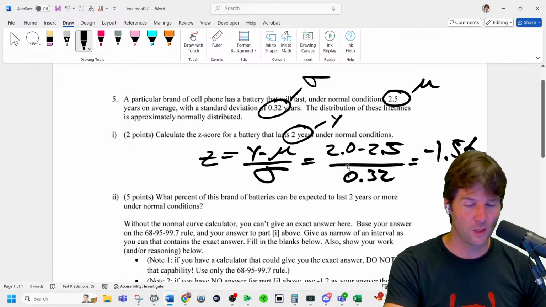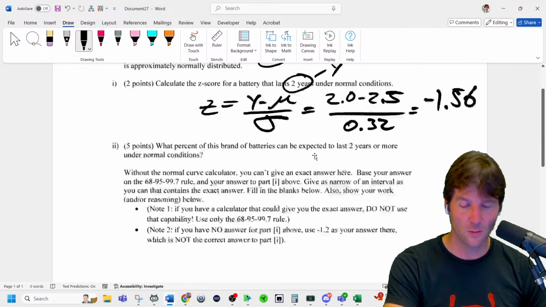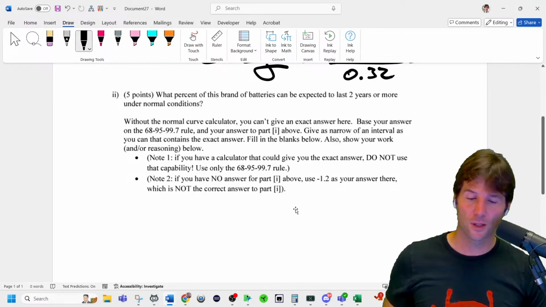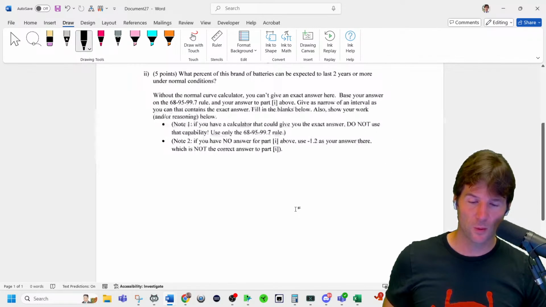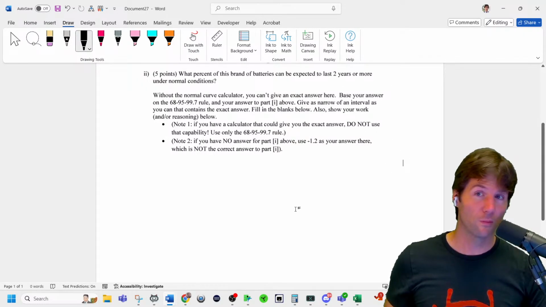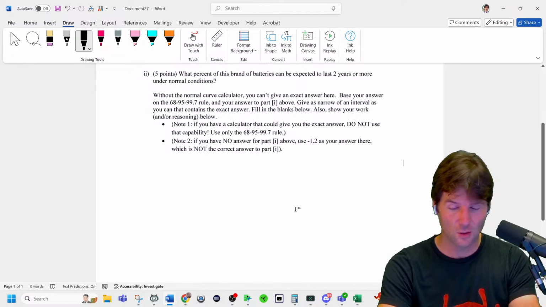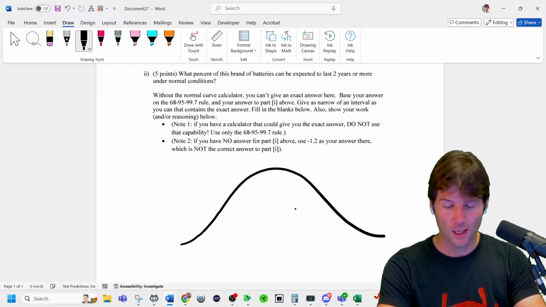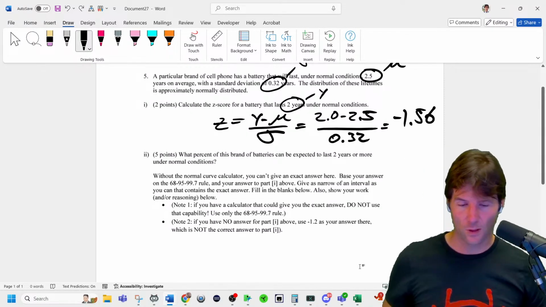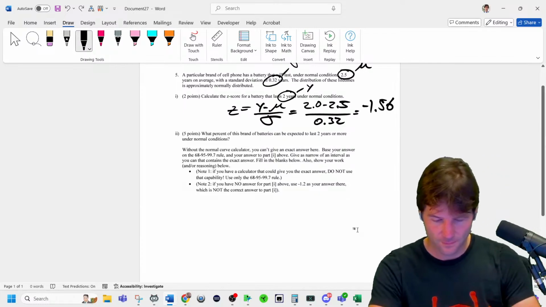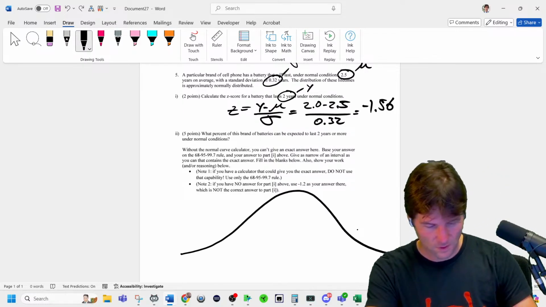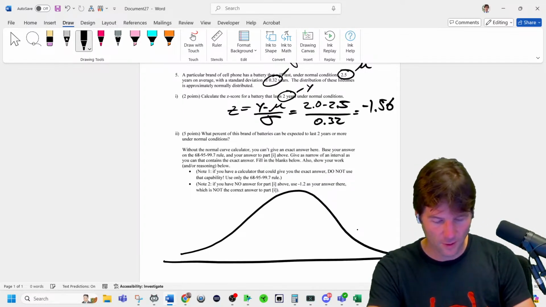Notice it's below the mean because 2 is less than the mean. And now you have to go down here and it says, what percent of batteries would be expected to last 2 years or more? I got this one wrong yesterday because I did 2 years or less. So we already have the what of this. We already have up there the what of this. You're just repeating back to me what we found.